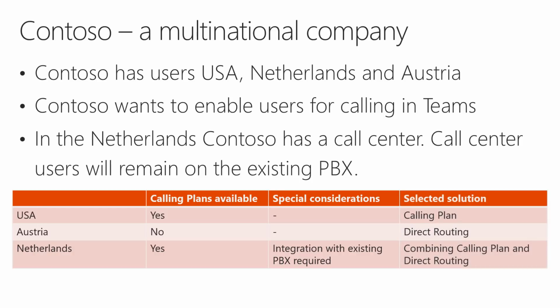So what are they going to do? For the USA, they just go with calling plans, because calling plans provide them everything they need and they don't need to have any local equipment. In Austria, there are no calling plans, so that's where they are going to use direct routing. In the Netherlands, they want to do both. They are going to combine the phone system. So all the users that are on Teams will get phone system, but they will also provide direct routing, so that when a user on Teams calls a user who is still on the PBX, this can be directly routed via the session border controller and doesn't need to leave their network.